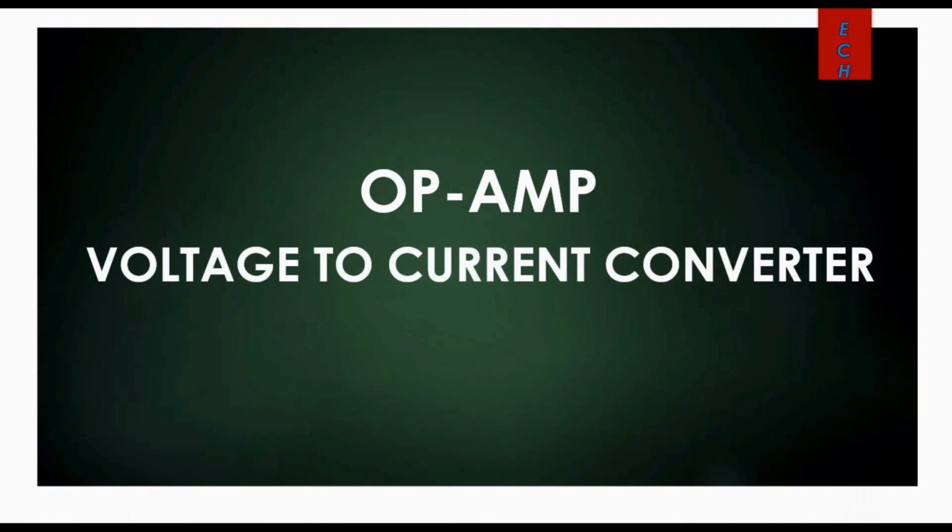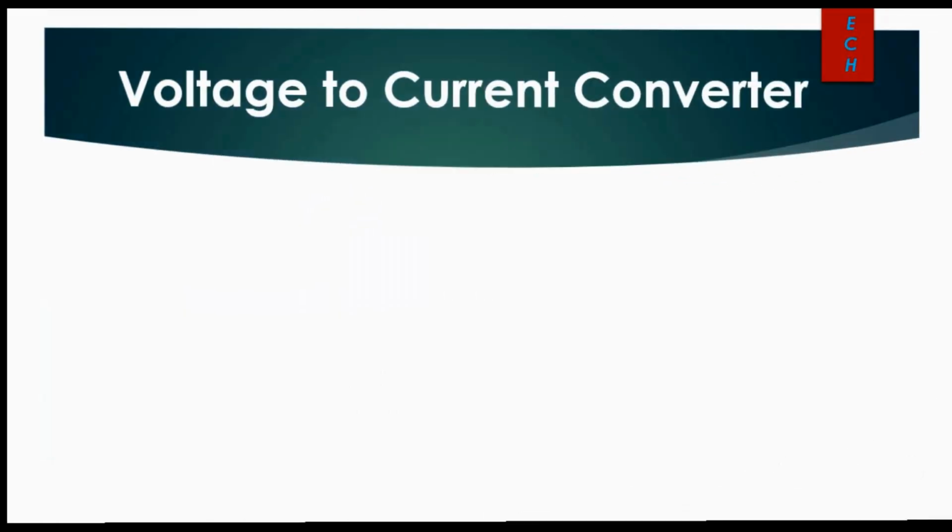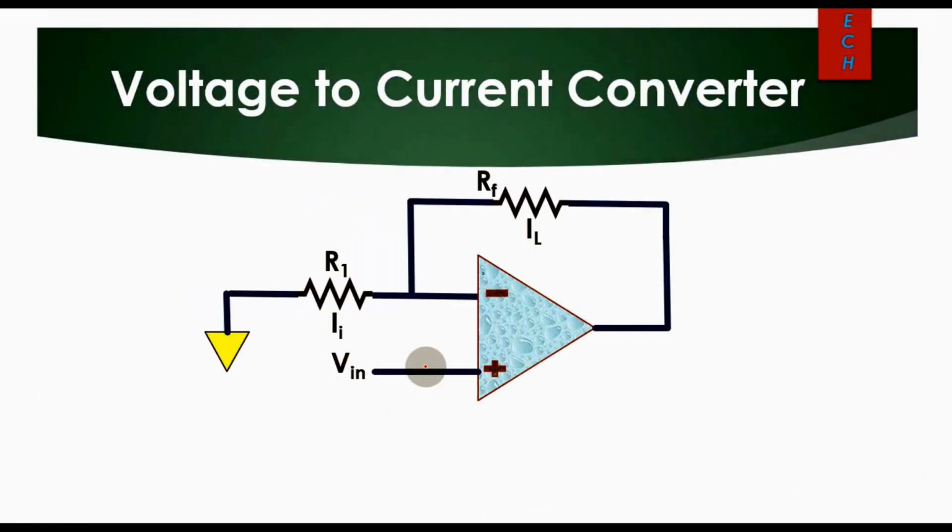So today we will understand the op-amp voltage to current converter. We will see the application of the op-amp voltage to current converter. All right. So this is the basic circuit of the op-amp voltage to current converter. It has a floating load, that is why it is called a floating load op-amp voltage to current converter. Okay, so let us understand the working of this circuit.